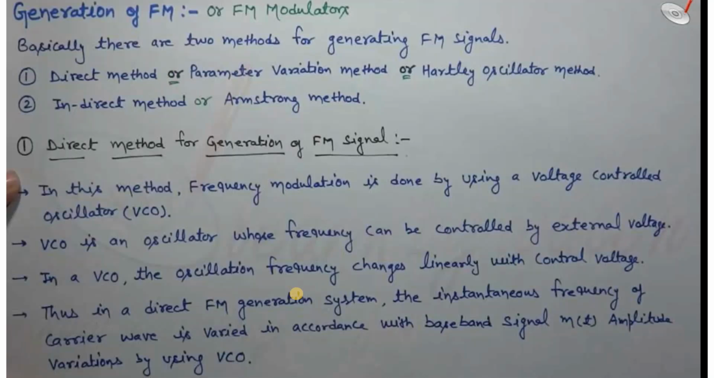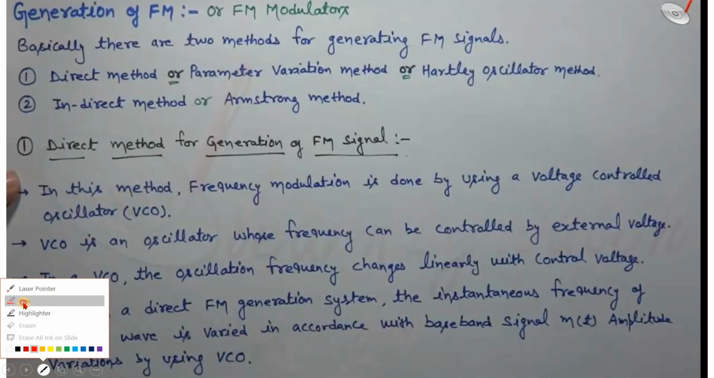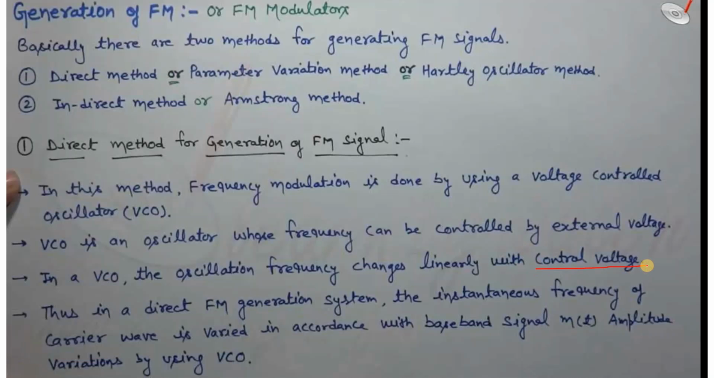Here the variation of the amplitude of this input signal impacts the frequency of the VCO output signal. A VCO is an oscillator whose frequency can be controlled by applying an external voltage. In a VCO, the oscillation frequency changes linearly with the control voltage. Now you have to make a note that the control voltage is the modulating voltage. Thus, in a direct FM generation system, the instantaneous frequency of the carrier wave is varied in accordance with the baseband signal, or the modulating signal amplitude variation, by using the VCO.